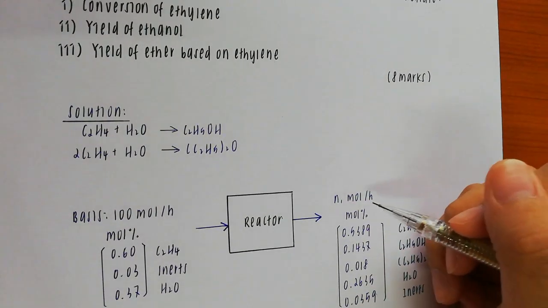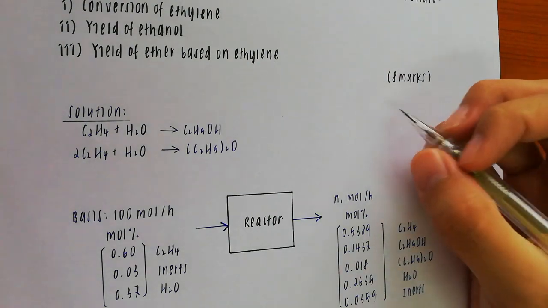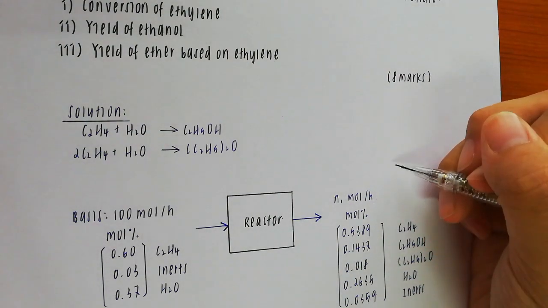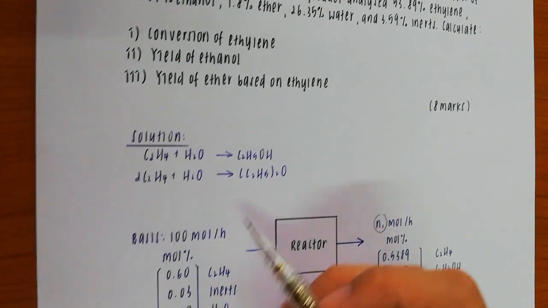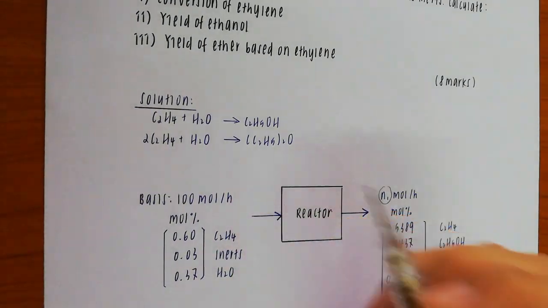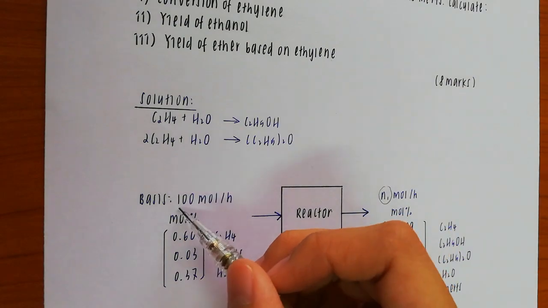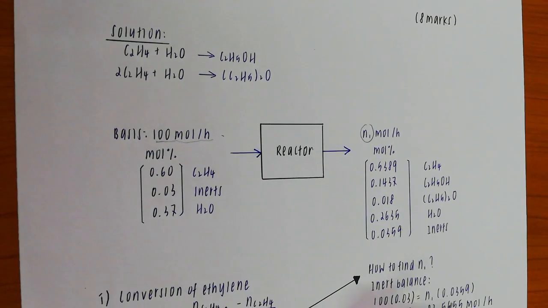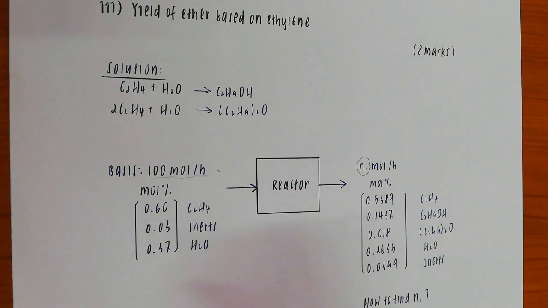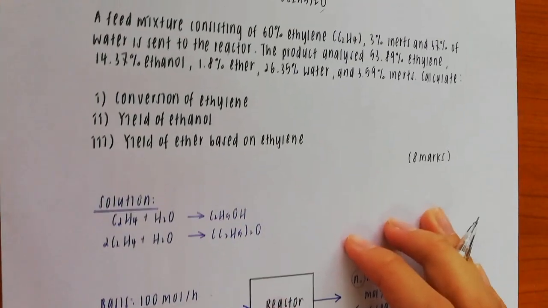So the block diagram is now complete. The question does not give us the flow rate of the output, so we put it as one unknown, N1, and then for the input we can set the basis as 100 moles per hour to make our life easier. So after we have drawn out the block diagram, we can now solve the question.